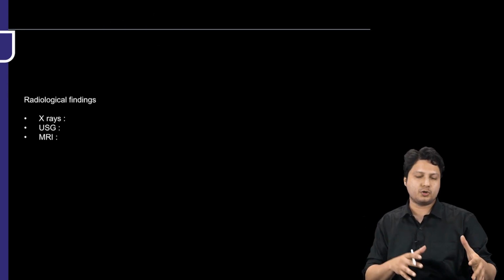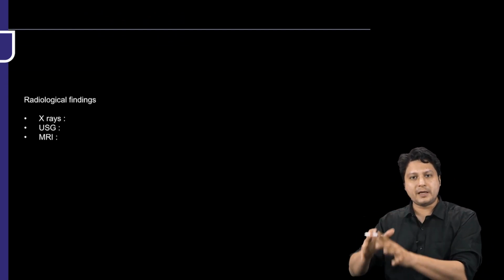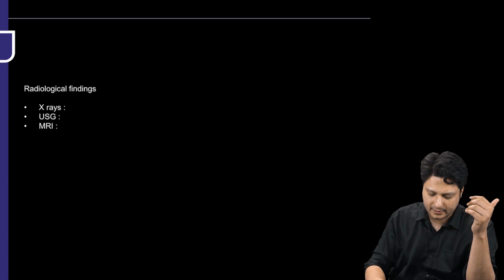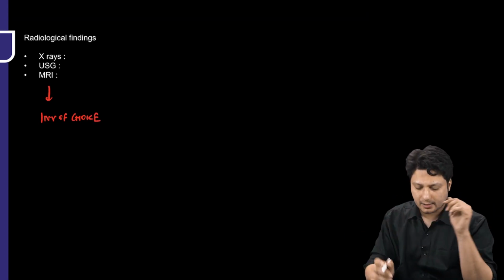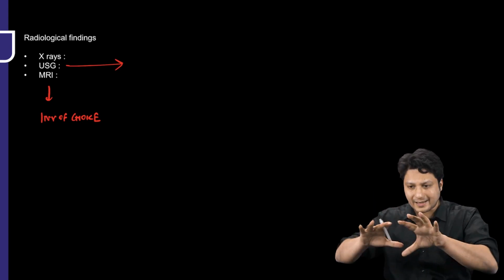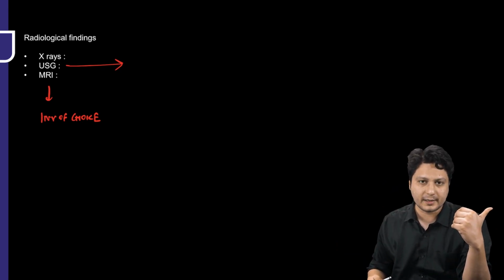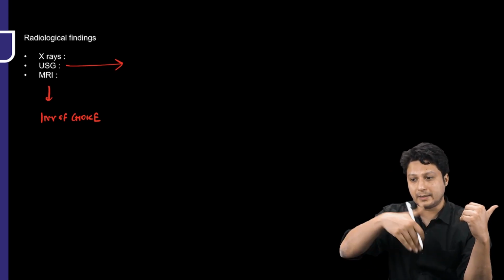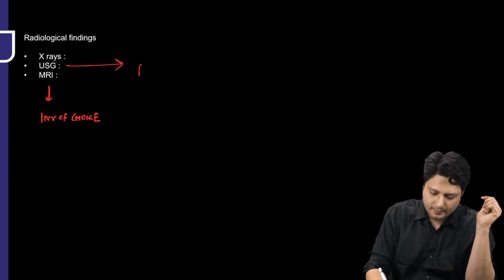Remember, whenever a child comes to you and you are suspecting acute osteomyelitis, instead of jumping to the investigation of choice, that is MRI, you have to go with the USG in order to localize the abscess, in order to see the loculations, that is where exactly the abscess is located and what should be your approach in the management of that abscess. The preceding investigation is always the USG for localization of the abscess.